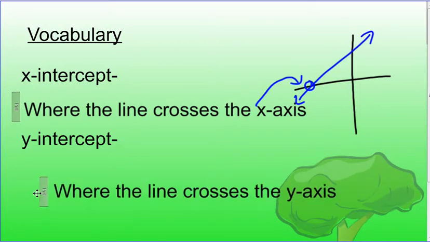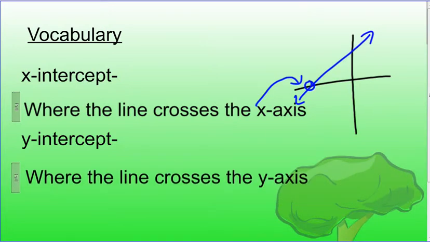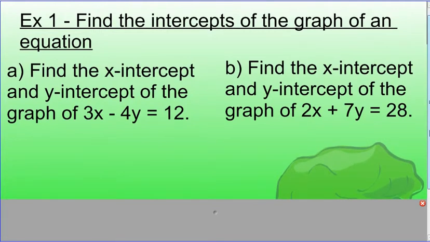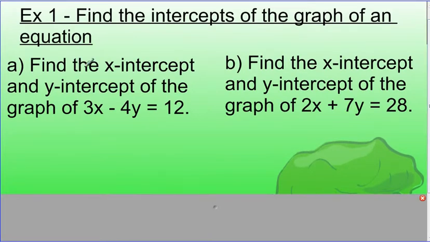You could probably guess the y-intercept is then where the line crosses the y-axis. So this blue line is crossing the y-axis right there. So that would be the y-intercept. And when we're doing this graphing today, those are really the only 2 points we care about. We can graph our function from just those 2 points. But before we get there, we're just going to do a little bit of practice. So we're going to find the x and y-intercept of the graph.